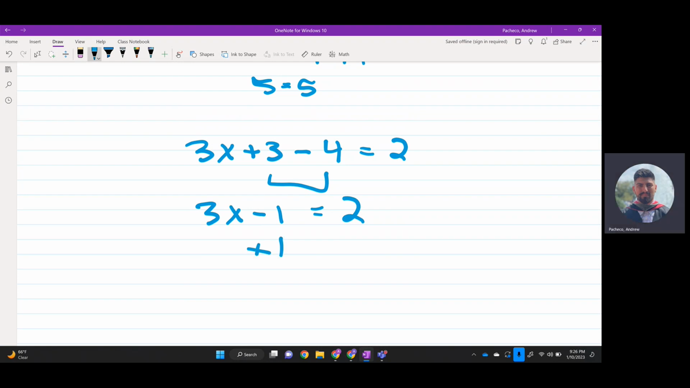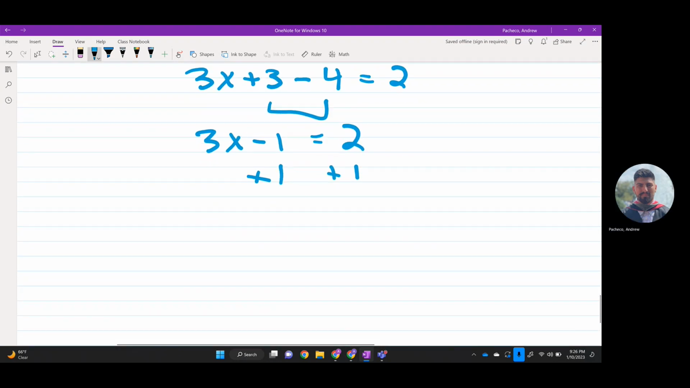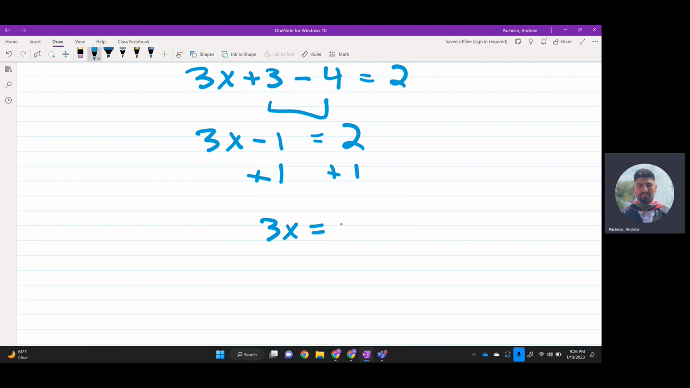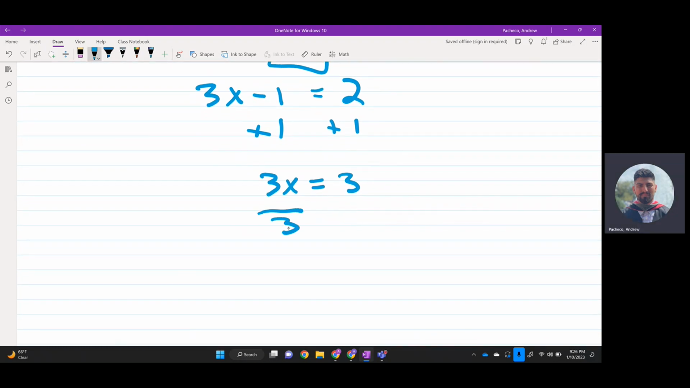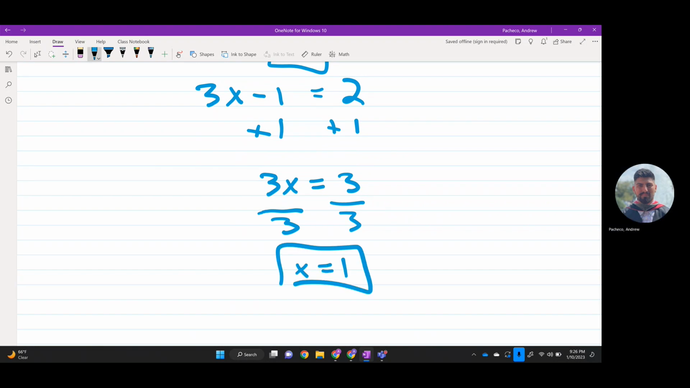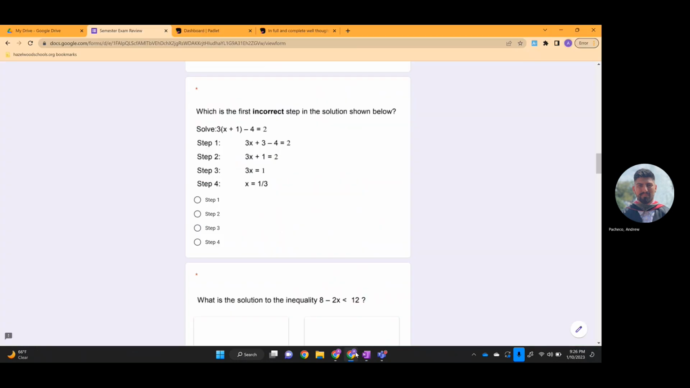So then we add 1 to both sides. 3x is equal to 3. Divide both sides by 3. X equals 1. It didn't ask for the correct answer, it just asked where the incorrect step occurred, and that would be step 2.